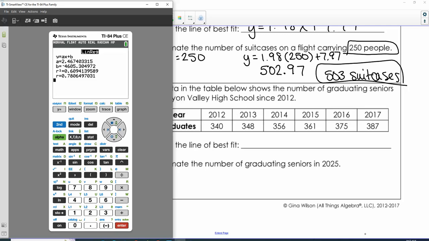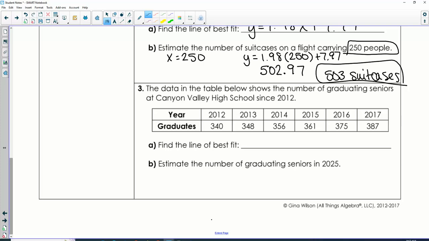A lot of times what you're going to be told to do on these types of problems is change your X's to basically be how many years have passed. If we look at this problem, it says the data in the table shows the number of graduating seniors since 2012. So 2012 is like our starting point. So I could think of that as year 0. 2013 is how many years after 2012?